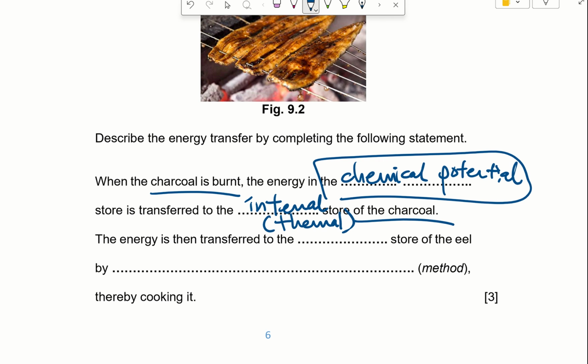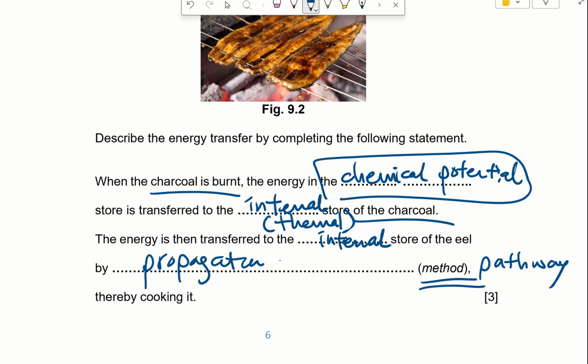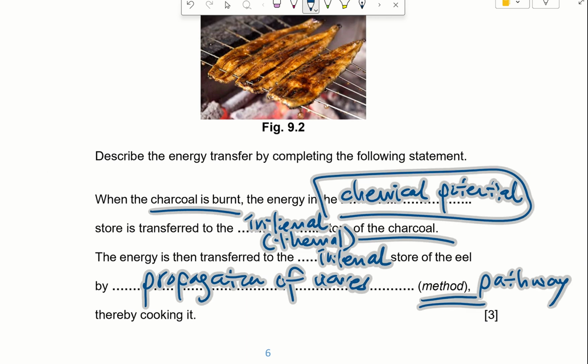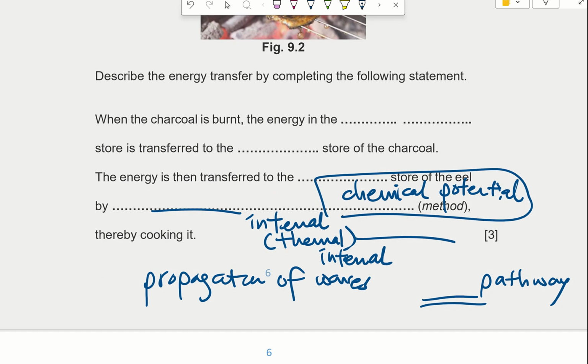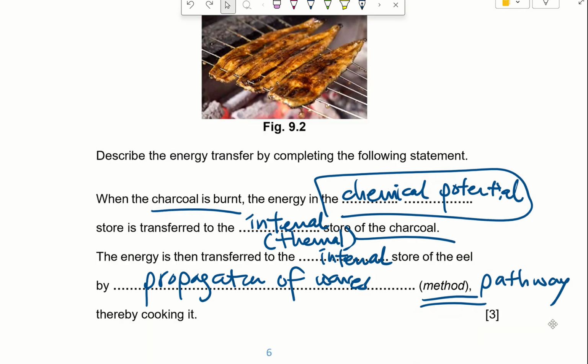Now, this energy is then transferred to the what store of the eel by what method or pathway, right? So the eel will also get energy transferred to the internal store by propagation of waves. Because it is not in direct contact, we will need the infrared waves to reach the eel. Okay, so this is the solution for this one.